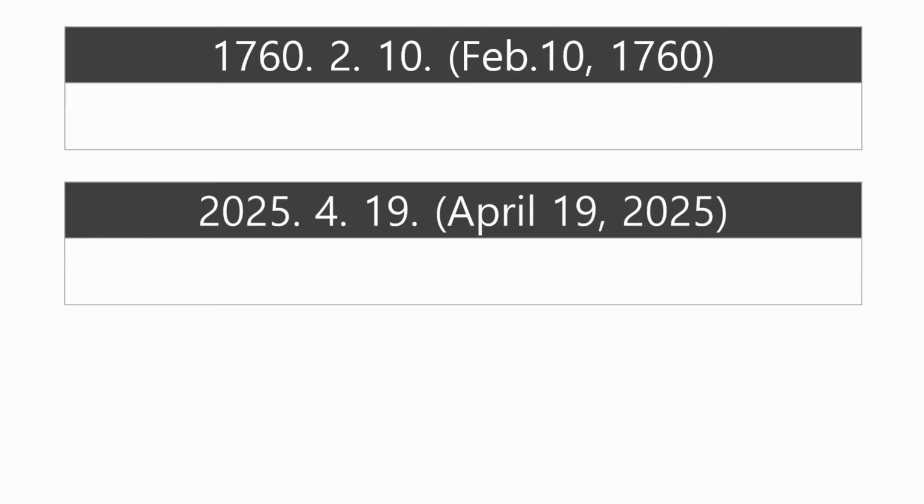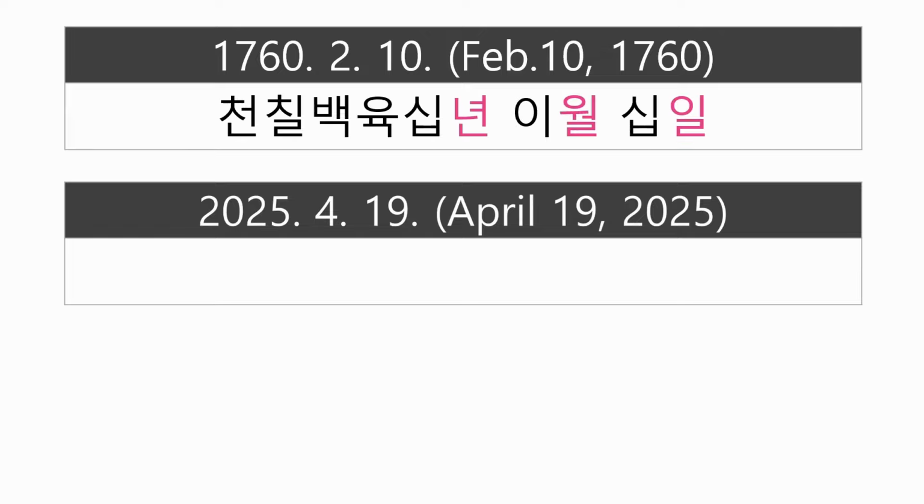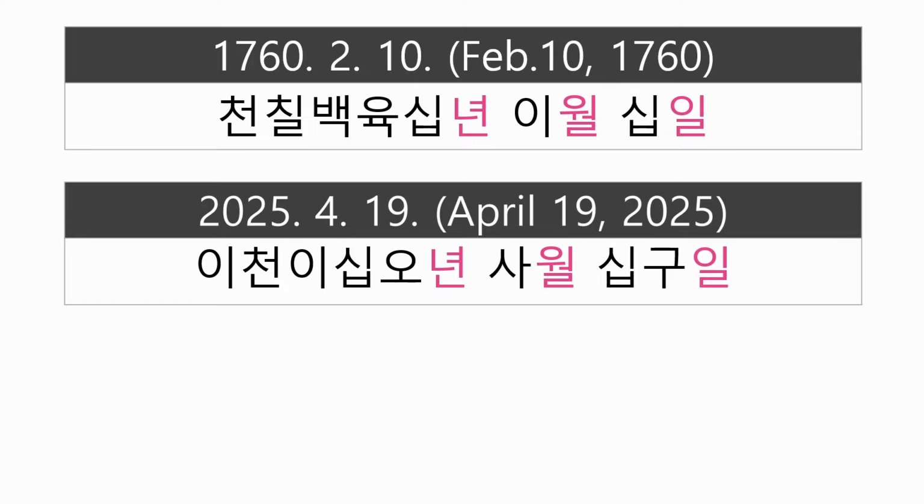Say the dates in Korean. 1760년, 2월 10일, 1760년 2월 10일. And 2025년 4월, 19일, 2025년 4월 19일.